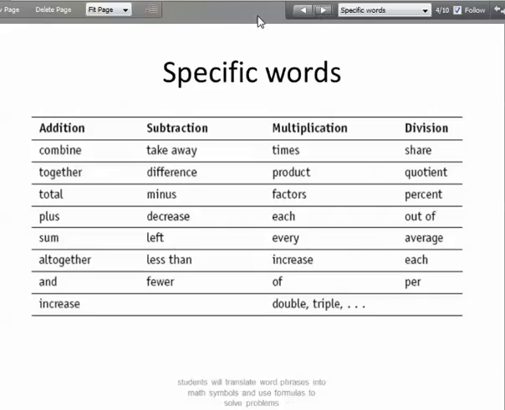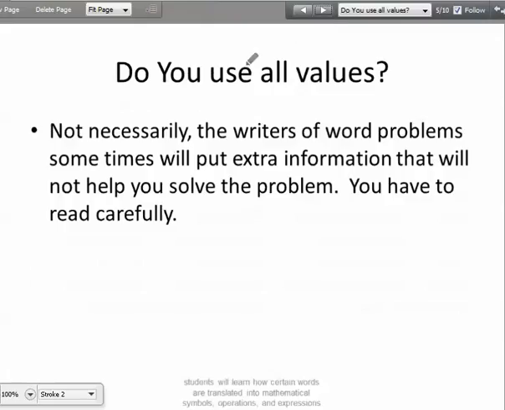Okay? So remember when we were doing this before, we had some specific words that meant different types of operations. So there were words for addition, subtraction, multiplication, and division. And don't forget, is means equals.